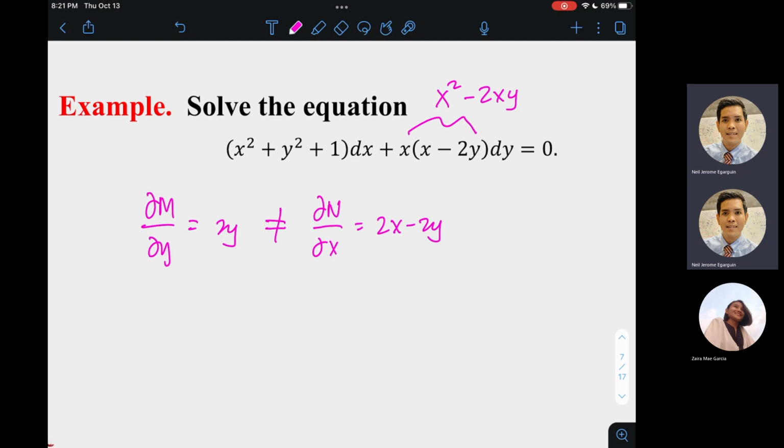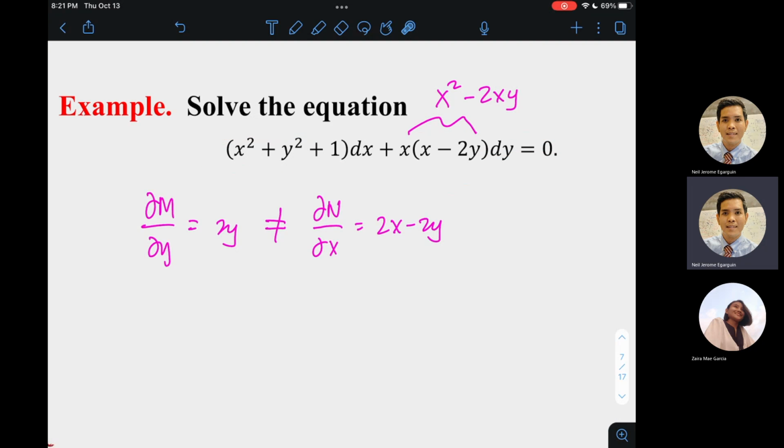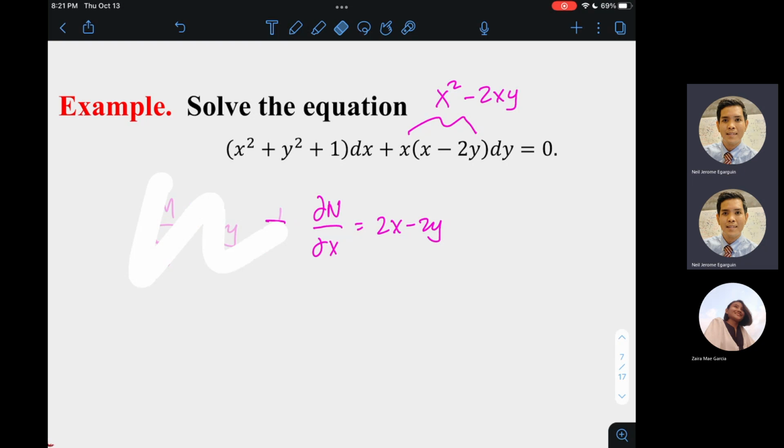Etong dalawa ay hindi equal. So itong ODE na 'to, in its current form, is not exact. Alright? But the promise is we can sort of derive an exact ODE coming from this differential equation. All right. And that is via looking at the integrating factor. Okay. Now let's see. Let's try to do that.